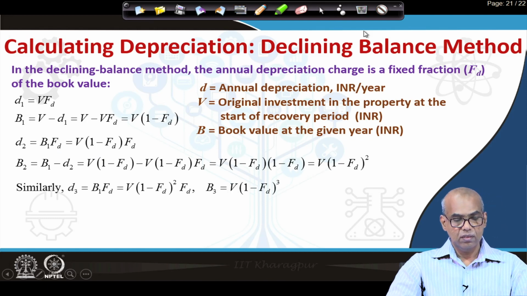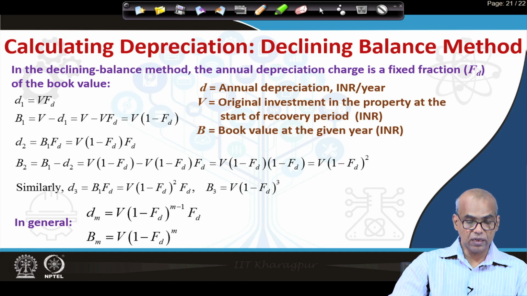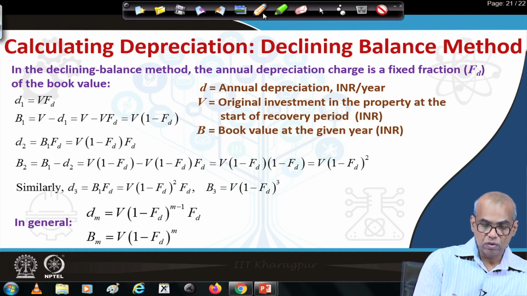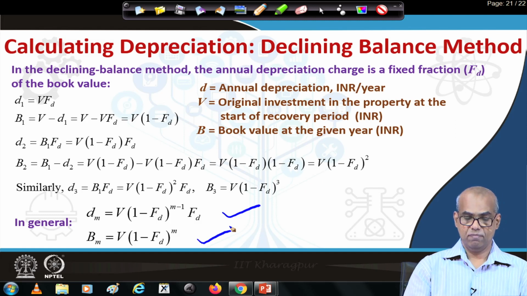Proceed the same way, you will get D3 and B3. B3 you get as V into 1 minus FD cube, and D3 you get as V into 1 minus FD square times FD. So, in general, depreciation at the mth year, Dm, will be V into 1 minus FD to the power m minus 1 into FD, and the book value at the mth year will be Bm equal to V into 1 minus FD to the power m.